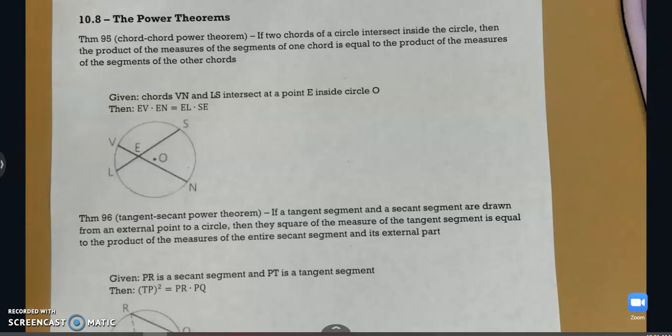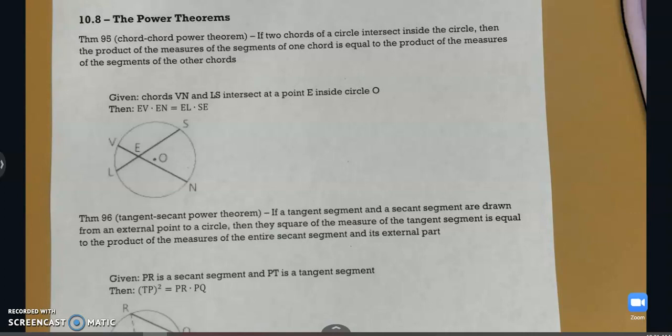Today's section on circles, chapter 10, is the power theorem. This has to do with various types of intersections that can occur in our circles with our different chords, secants, and tangents. So the first one we're going to talk about is the chord-chord power theorem.